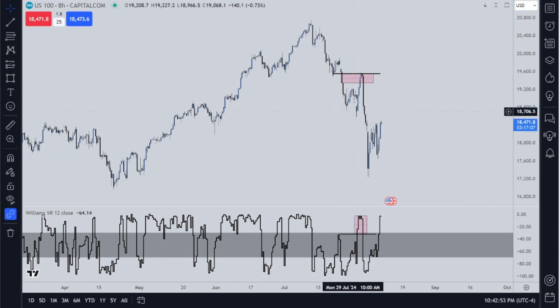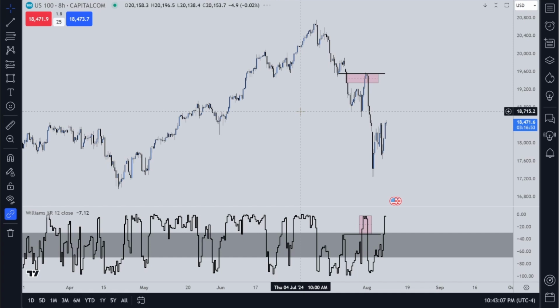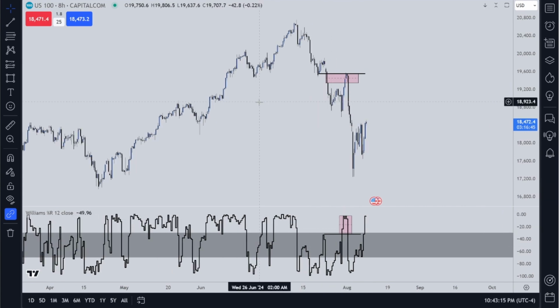So price is rallying up into a premium market. Okay, at the same time, the Williams percent R is diverging. We're failing to take out this high in the price chart, but in the Williams percent R, we're taking this out. Okay, so what does that mean to us? What is the significance of this here in price and in the indicator? It indicates to us a change in state of delivery.